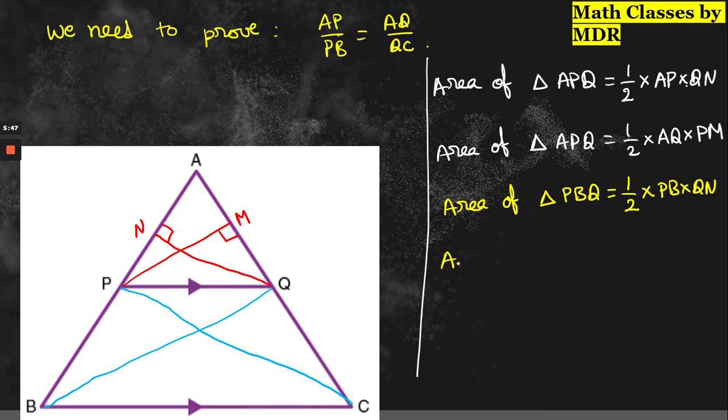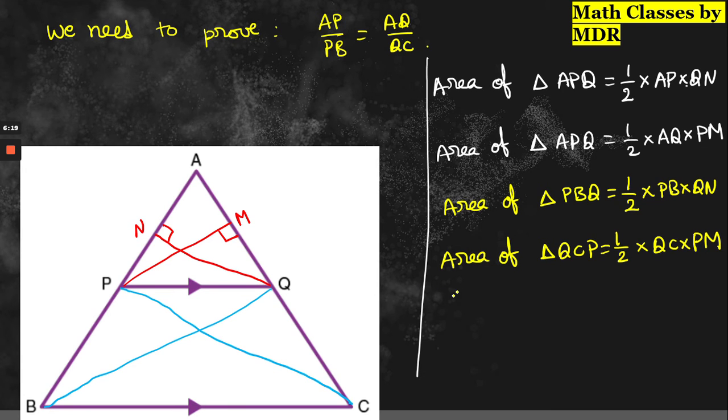Now let us try to find out the area of triangle QCP. If you take the base as QC, what is the height? The height will be this PM. PM will be the height. Right? So this is what we have. So in two ways, we have the area of triangle PBQ and the area of the triangle QCP.